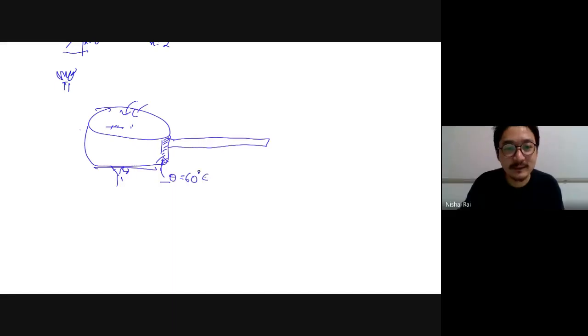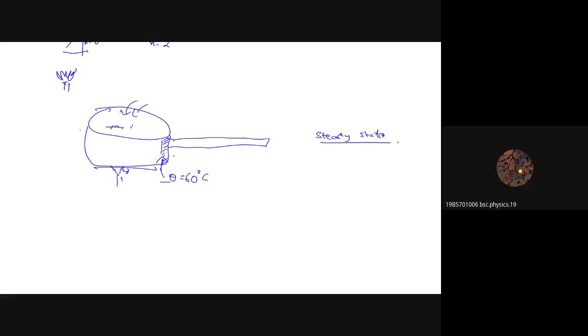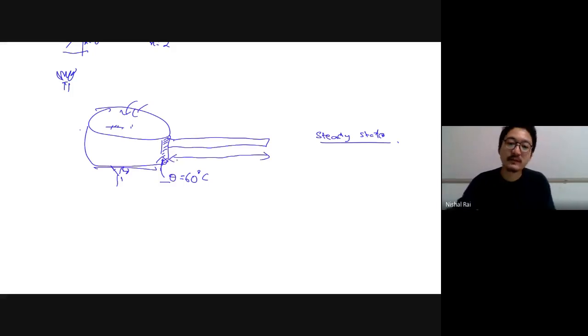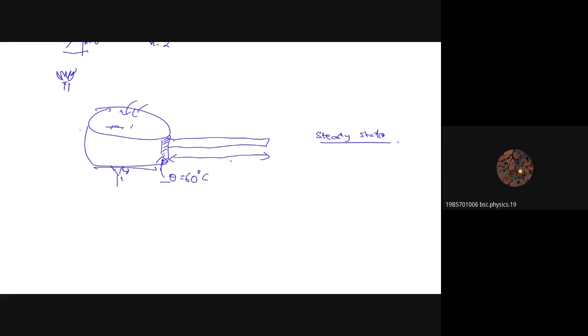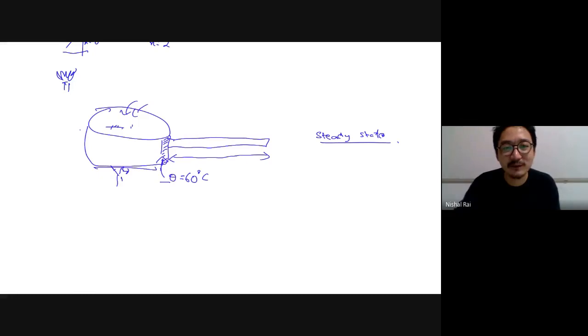Okay, 60 degrees Celsius. Now let's consider that it attains a steady state. Clear? Now what will be the length of the handle? Typical length. 10 centimeter will be extremely short. Let's consider 50 centimeter. Okay, it's roughly of this length, 40 or 50 centimeter. Clear?